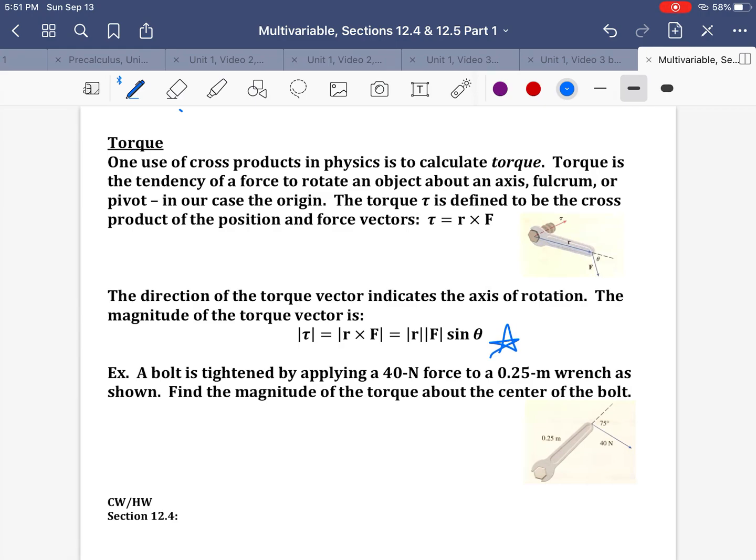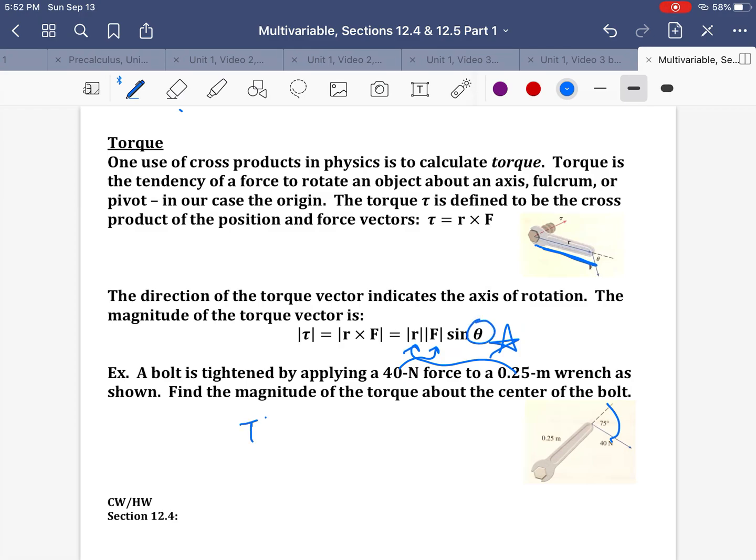So here, a bolt is tightened by applying a 40 Newton force. So this is going to be my force right there, to a 0.25 meter wrench. So that's going to be my R, because that's how long the wrench is right there. So that's going to be this, right? As shown. And find the magnitude of the torque. And so what's shown here is that the force is being applied at a 75-degree angle down. So it's going to be my theta.